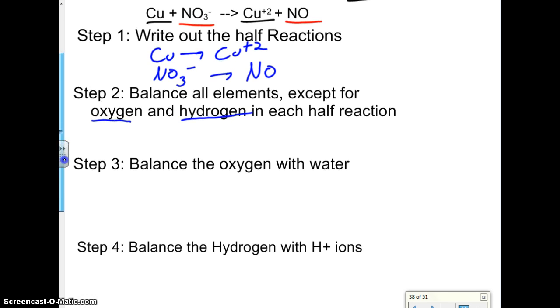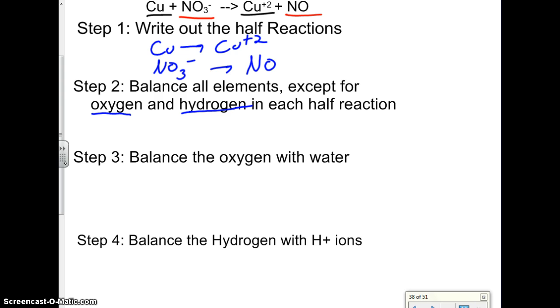From there, we balance our oxygens. Now, in an acidic solution, remember that a solution has water present. In an acidic solution, we also have hydrogen ions present. So that's what we're using here. In this case, copper and copper, we don't have any oxygen to balance. So our half reaction is going to remain the same as Cu going to Cu plus 2.